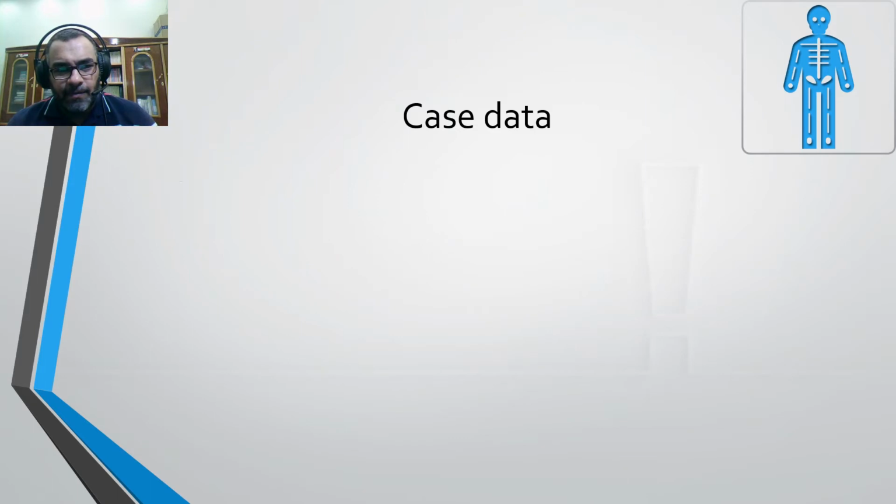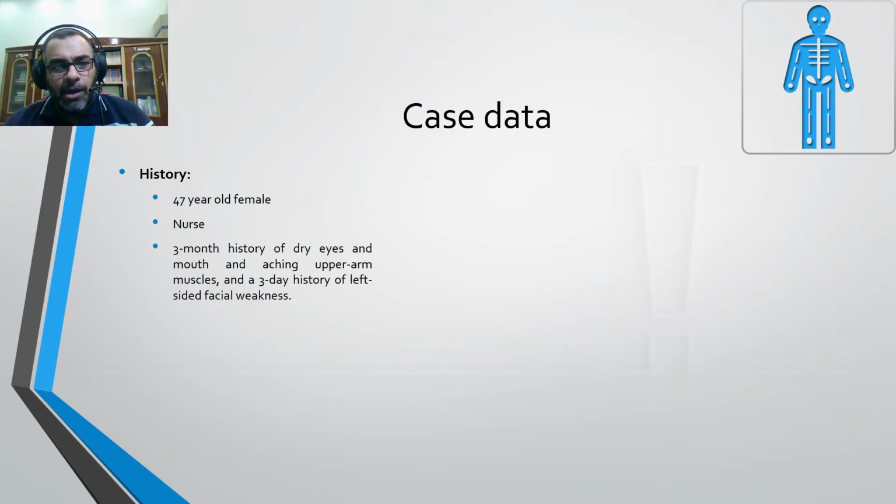Case data: a 47-year-old female working as a nurse, complaining of a 3-month history of dry eye and mouth and aching upper arm muscles, and a 3-day history of left-sided facial weakness. For the previous year, she had been suffering from fatigue, poor sleep, and non-specific joint pains.